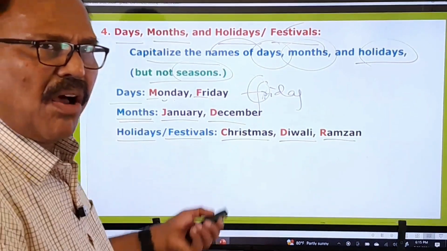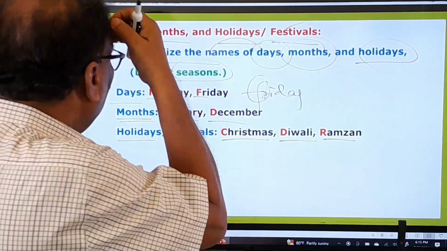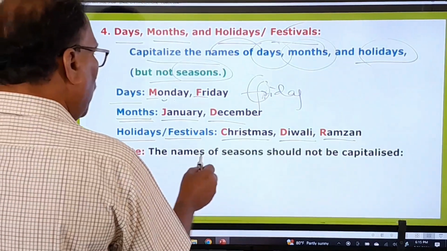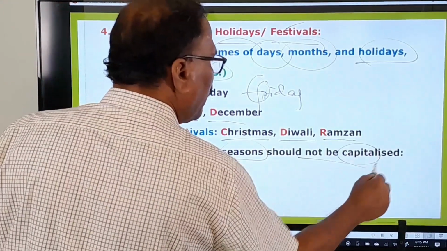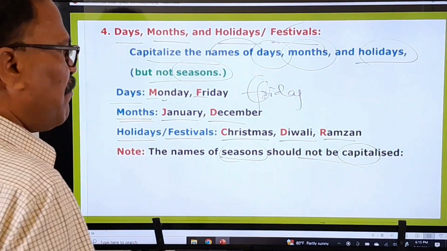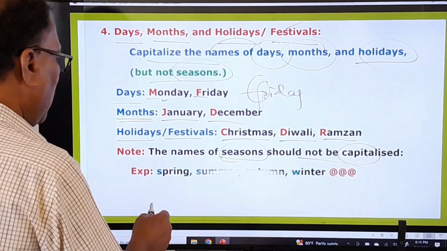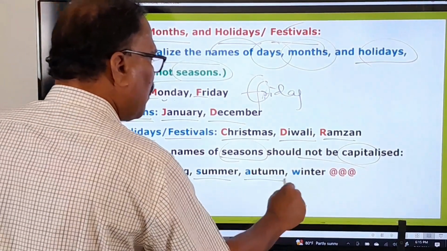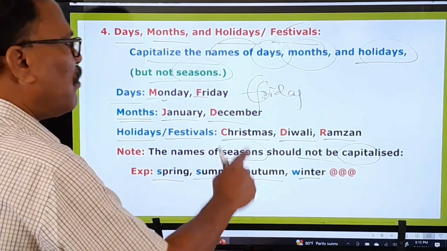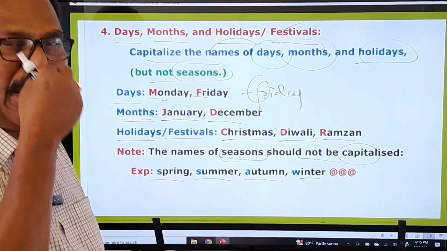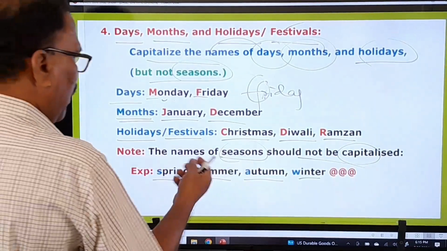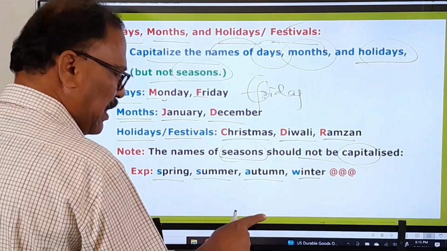And next, holidays or festivals: Christmas, Diwali, Ramzan. All festivals are holidays only, okay, that's why they are given. Next, note the names of seasons should not be capitalized, that point is there. Spring, summer, autumn, winter, these are the four seasons according to the English calendar. These are all names of seasons, they should not be capitalized.